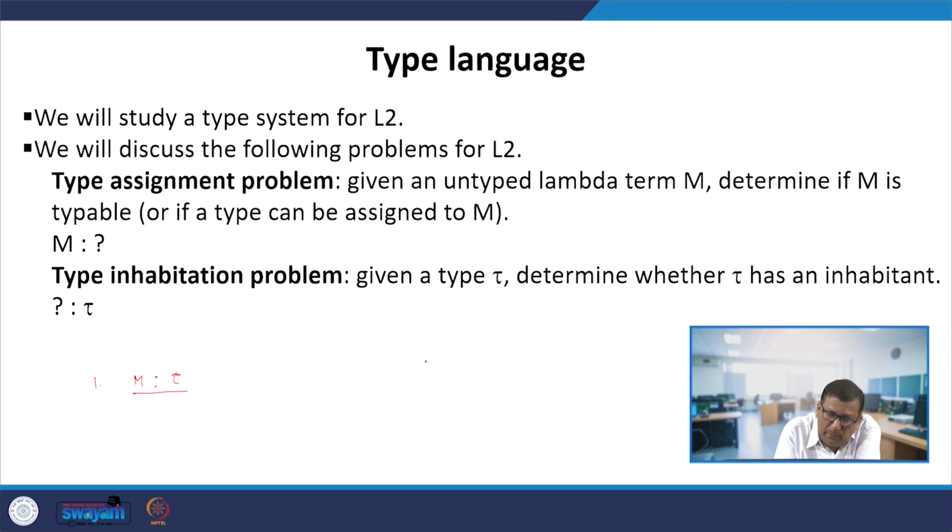So, for example, if I have a lambda term like lambda x dot x, I can associate this type: it will be A arrow A. From the knowledge that we have obtained, it will be A arrow A. But if I give an arbitrary lambda term, say for example, lambda x dot xx, what will be the type of this?